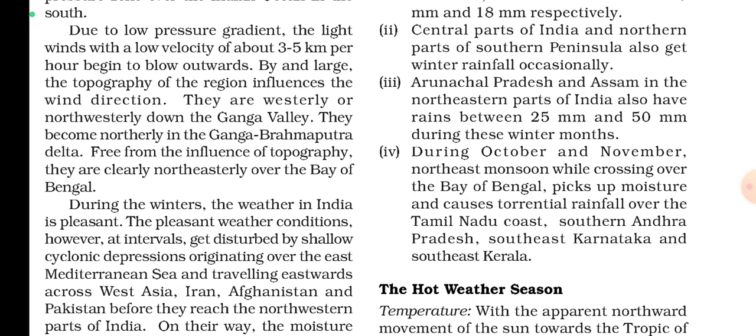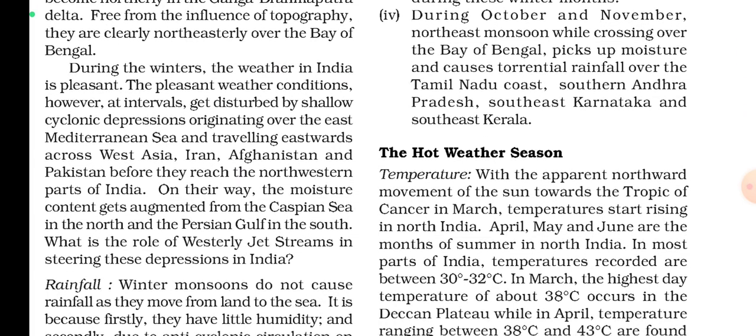By and large, the topography of the region influences the wind direction. They are westerly or northwesterly down the Ganga Valley. They become northerly in the Ganga-Brahmaputra Delta, free from the influence of topography. They are clearly northeasterly over the Bay of Bengal. During the winters, the weather in India is pleasant.